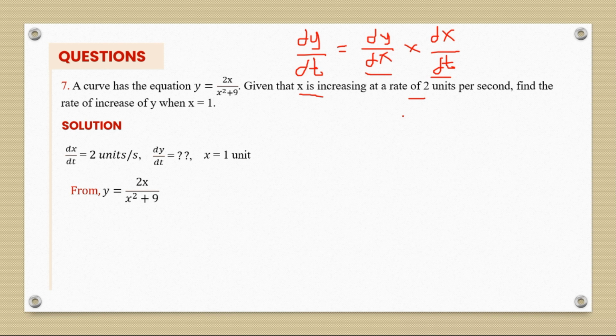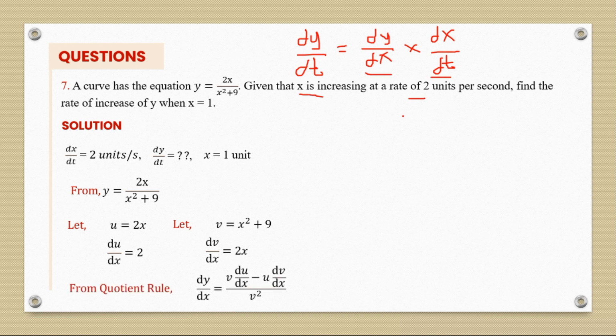So from y is equal to that, we're going to first find its dy/dx by differentiating it, and we're going to use the quotient rule. So we can let u be equal to 2x, and we're going to let v be equal to x squared plus 9. So we can say that du/dx shall be equal to 2, and dv/dx shall be equal to 2x. So from the quotient rule, this is the formula that we shall have. So we're going to plug in the values, and this is what we'll have right now.